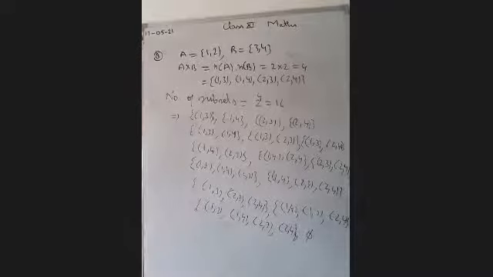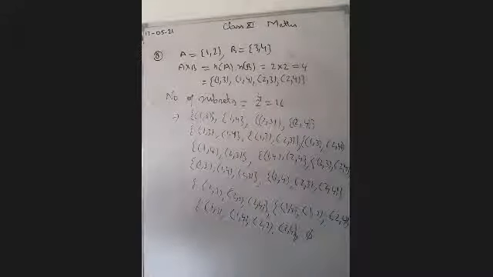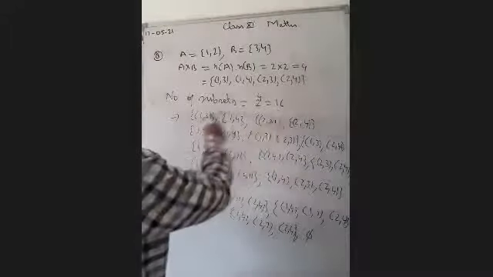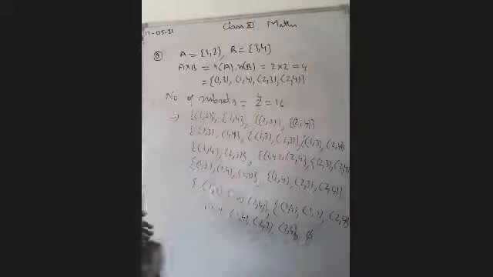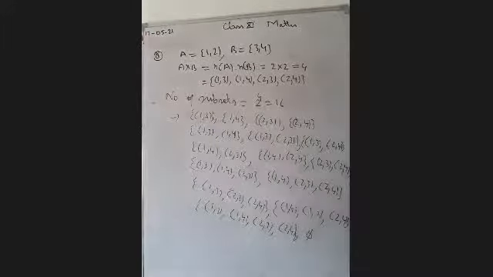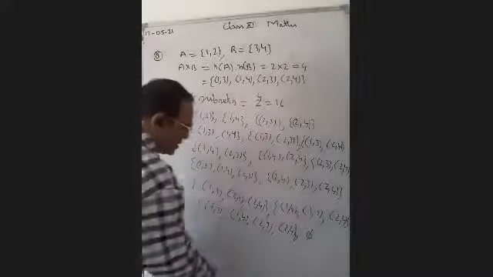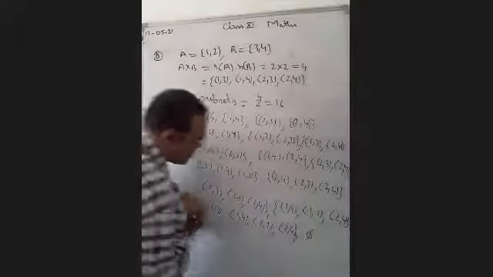So how many subsets are possible? 2 to the power 4 equals 16. What will be the elements? I have written all the elements which are possible. Okay. Now we have completed this question. Now the next question.